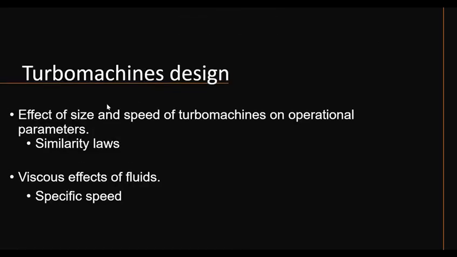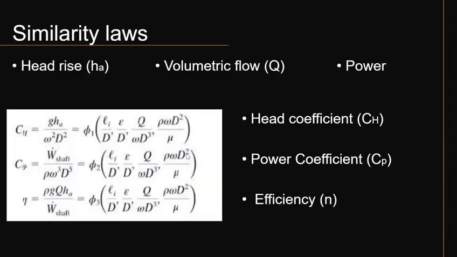In this section, I'm going to talk about the main aspects to consider when designing turbo machines. One of them is the effect of size and speed of turbo machines on operational parameters, and the other is the viscous effect of fluids. The fundamental pump design relies on the application of similarity laws to predict the effect of the change in size or speed on the operational parameters of the pump, such as head rise, volumetric flow, and power.